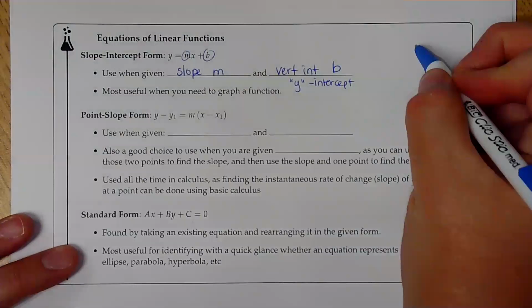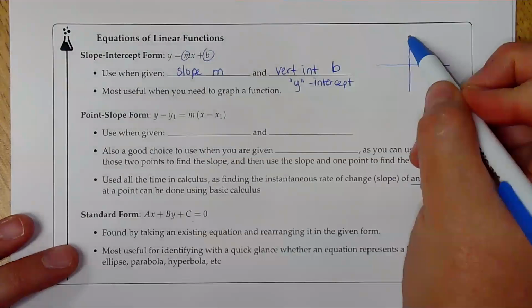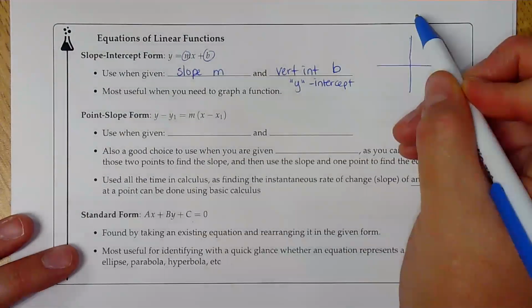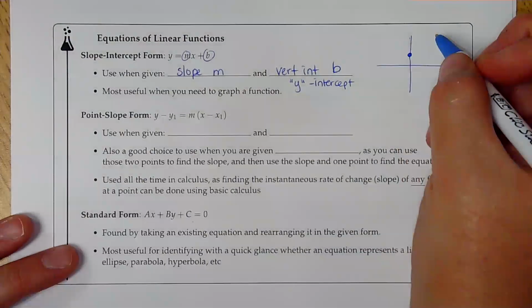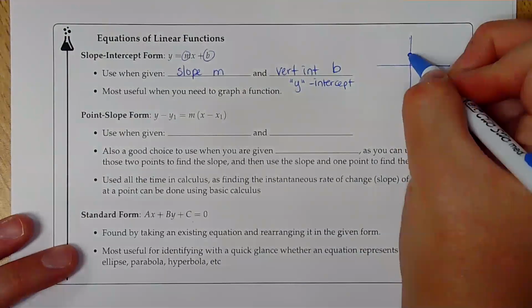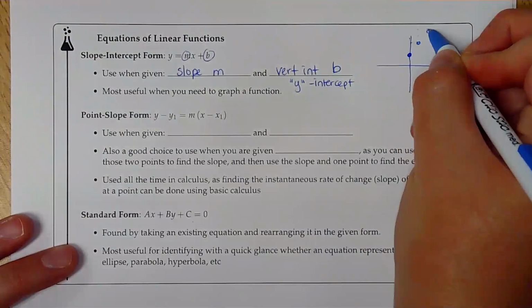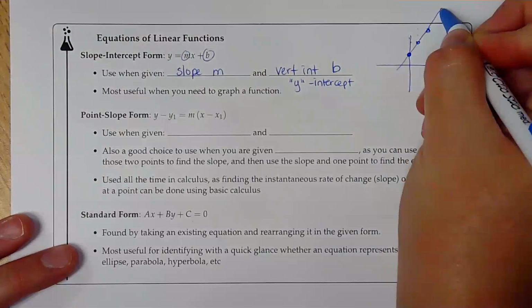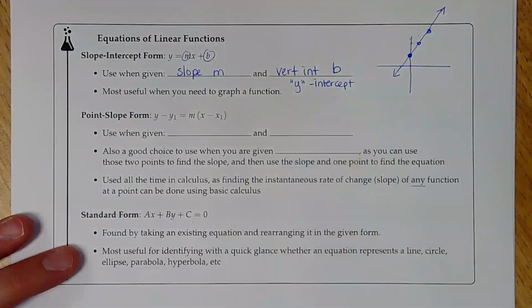And the reason for that is that this b here is the y-intercept. So you know that that's going to be located here along the y-axis. And once you've plotted that point, then you can use the slope. So if the slope was 2, we'd go up 2 over 1, up 2 over 1, and that would give us a couple points, and that's enough to draw our line. So that slope-intercept form is really useful if you're being asked to graph a line.